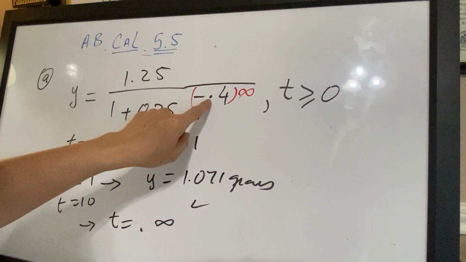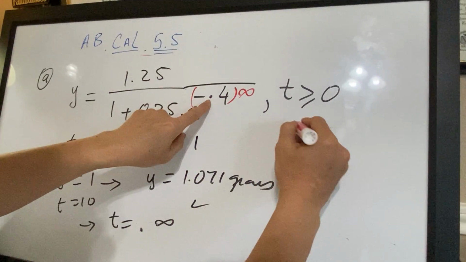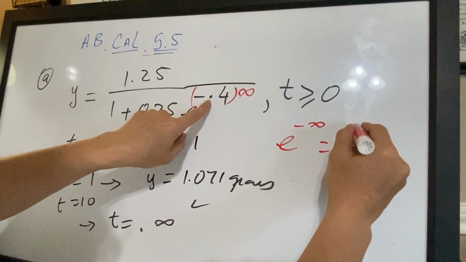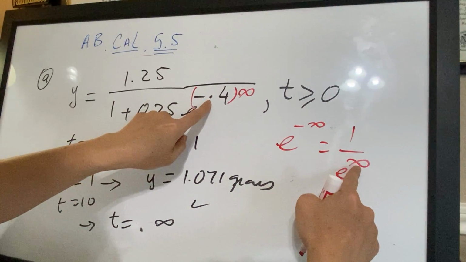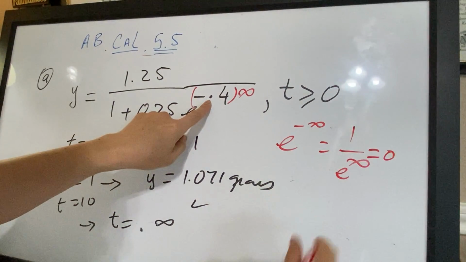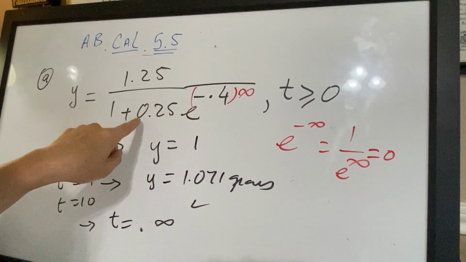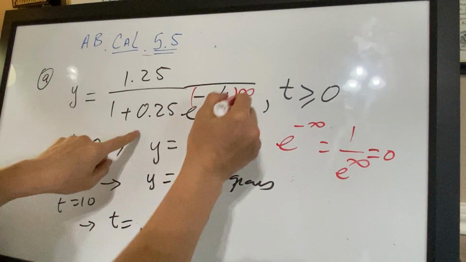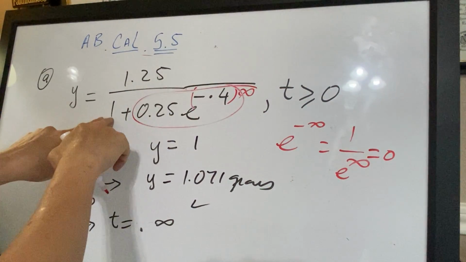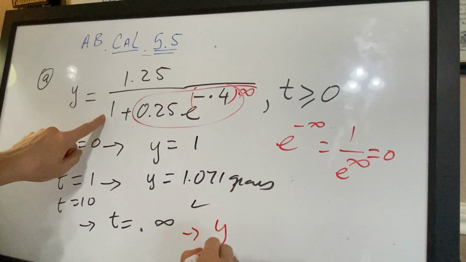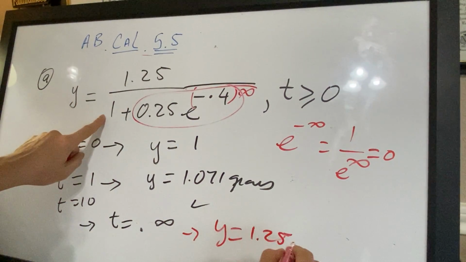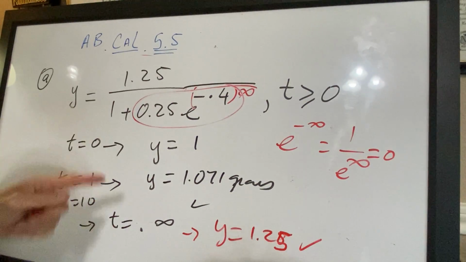And e to the negative infinity, meaning 1 over e to the infinity. And 1 over e to the infinity would give you 0 because it is a very small number. So this goes to 0. And then the denominator is 1 over 25. That's how you get y equals 1 over 25. Ta-da! Okay.